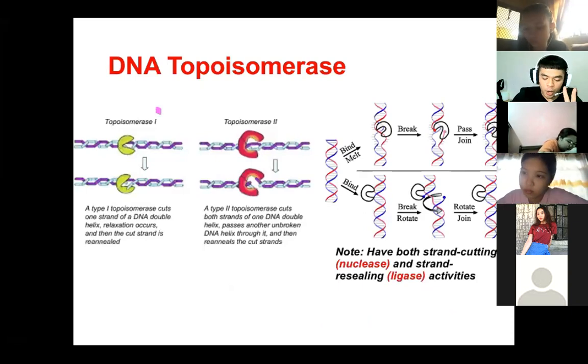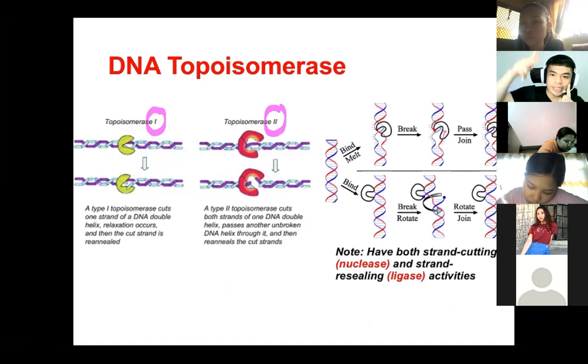So you have topoisomerase 1 and then topoisomerase 2. Madali lang ito malaman. Kapag topoisomerase 1, ang nuclease action, yung cutting action ng topoisomerase 1, isa lang ang kaya niyang i-cut. Okay? Isang strand lang ang kaya niyang i-cut, dun sa supercoil portion, isa lang. Pero kapag topoisomerase 2, both strands are being cut.